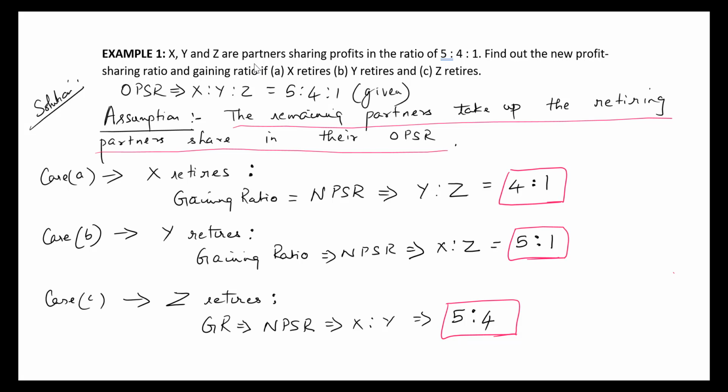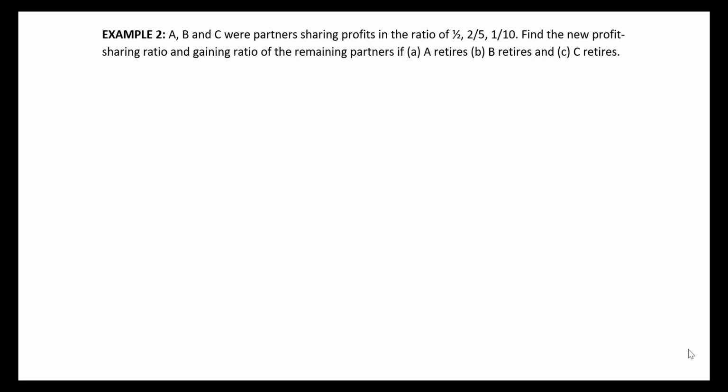Let's go to the second example sum. Example 2. A, B and C were partners sharing profits in the ratio of 1/2, 2/5 and 1/10. Find out the new profit sharing ratio and gaining ratio of the remaining partners if case A says A retires, case B says B retires, and case C says C retires. Let's go ahead with the solution.